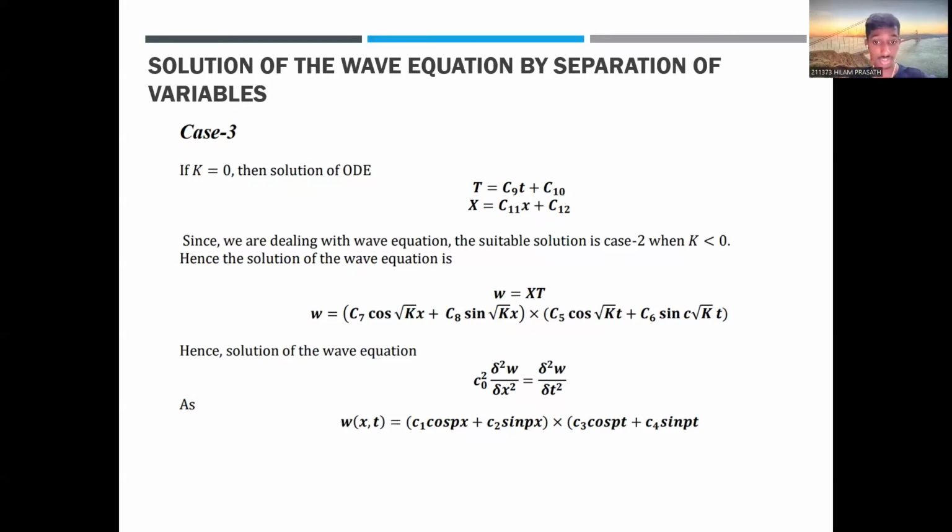And the solution of the wave equation is w(x,t) equals c1 cos px plus c2 sine px times c3 cos pt plus c4 sine pt. So that is the solution of the wave equation by separation of variables.